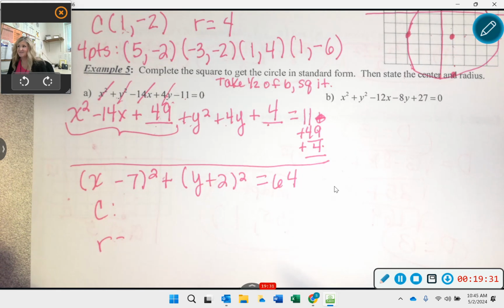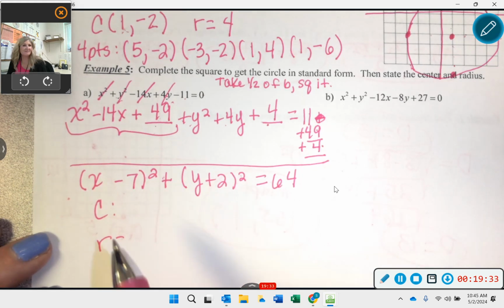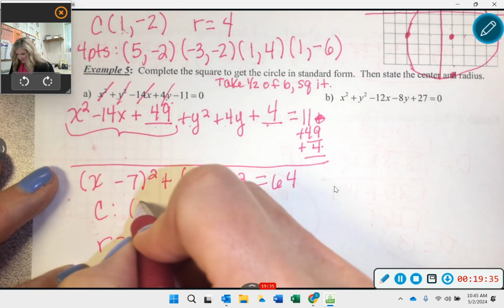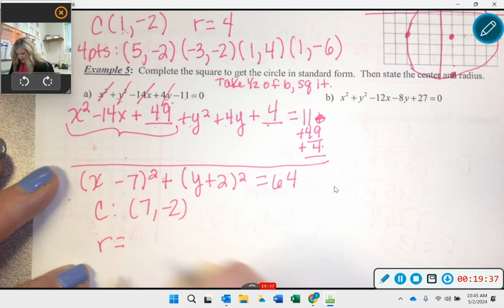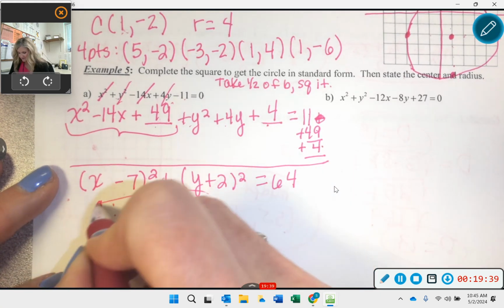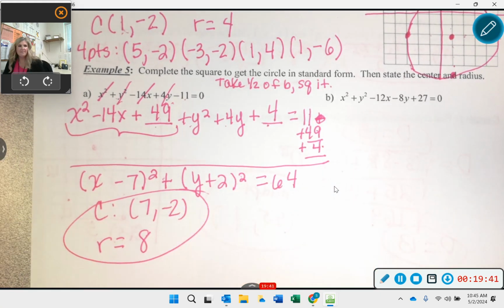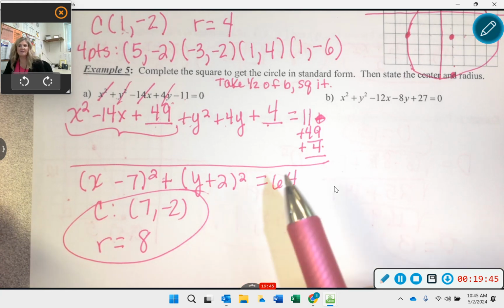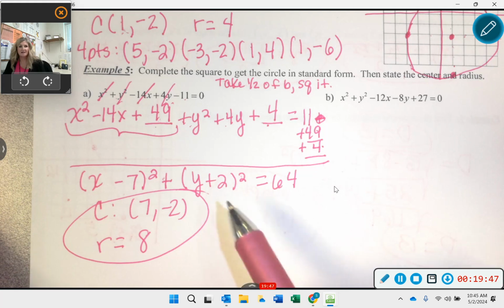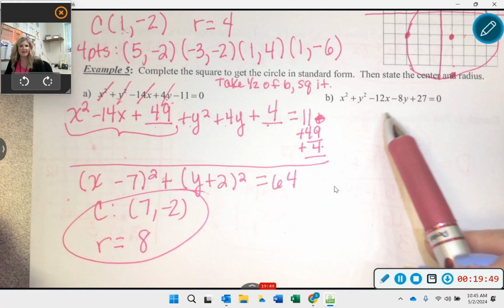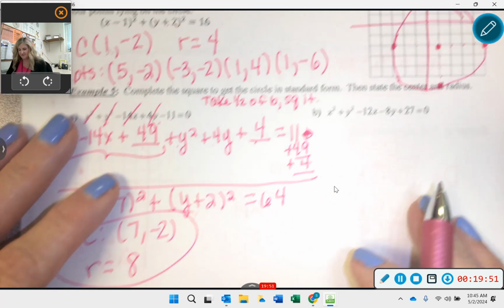Now you can see. What's the center going to be? 7, -2. And what's the radius going to be? 8. Okay? Do you feel like you can do that, on like a 3 being definitely yes? All right, well then try it for letter B. I'll be working it up here if you get stuck.